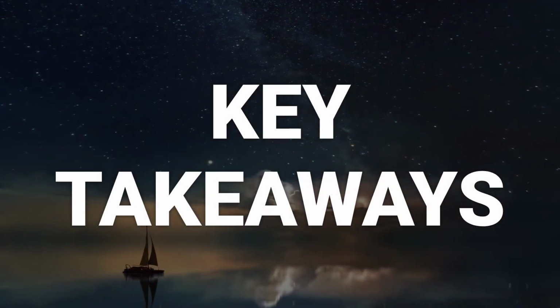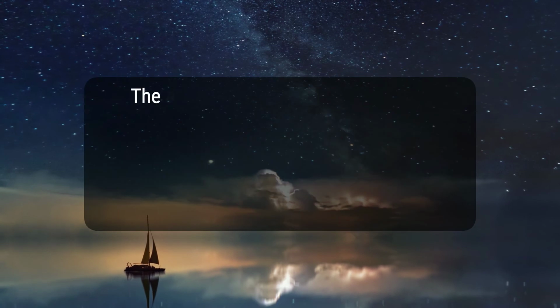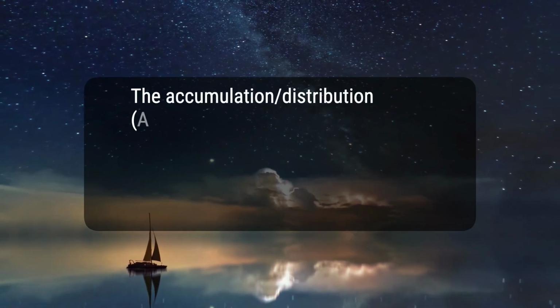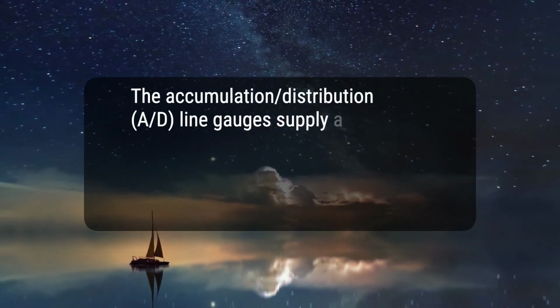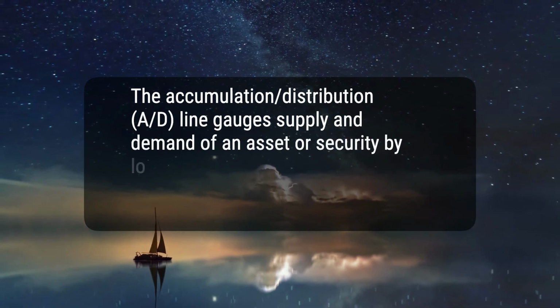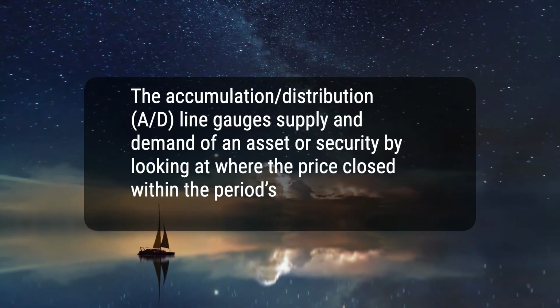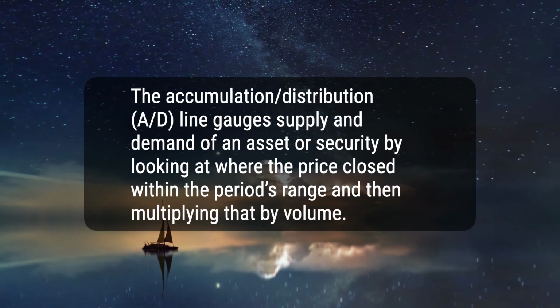Here are 3 key takeaways. 1. The accumulation/distribution, A/D, line gauges supply and demand of an asset or security by looking at where the price closed within the period's range and then multiplying that by volume.